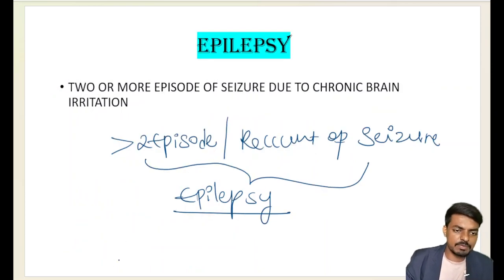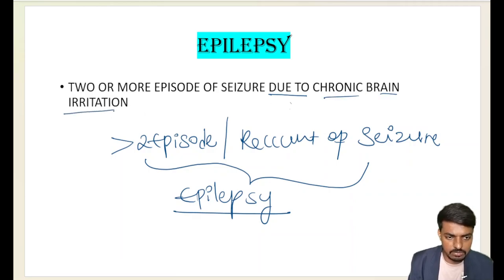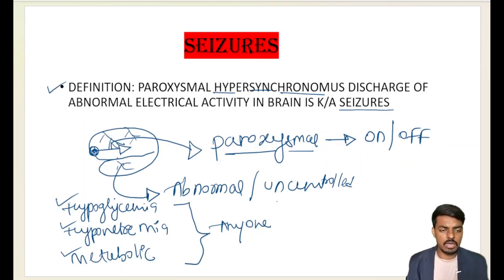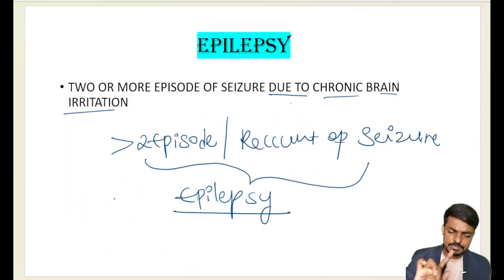But epilepsy means seizure which is occurring more than two times. It may be due to chronic brain irritation, meaning there may be a tumor inside the brain, or abnormal recurrent episodes of hypoglycemia. So epilepsy will not occur in all patients, but seizure may occur in all patients. With provoking factors, wherever there are such sites, there is a chance of occurrence of seizure. But epilepsy may occur due to the recurrent occurrence of the seizure.